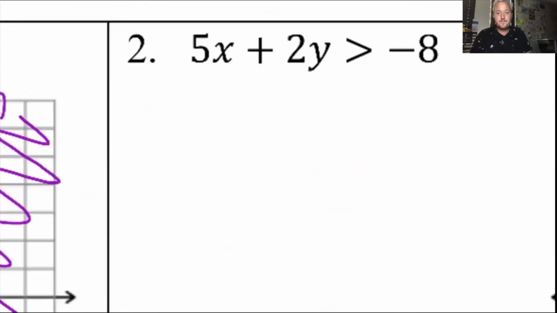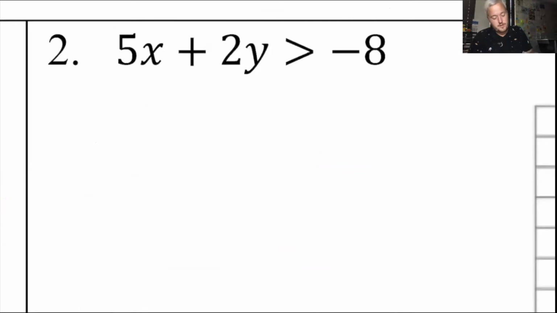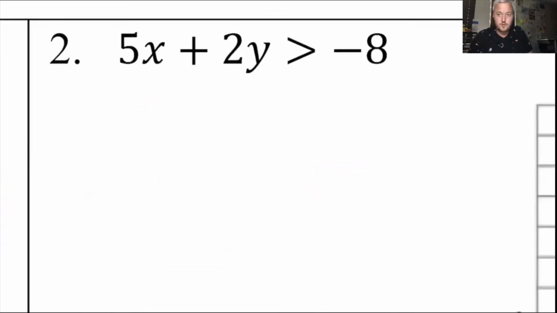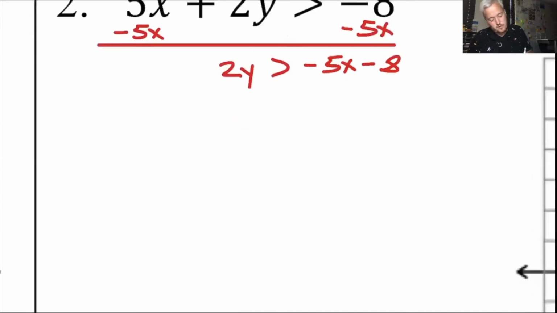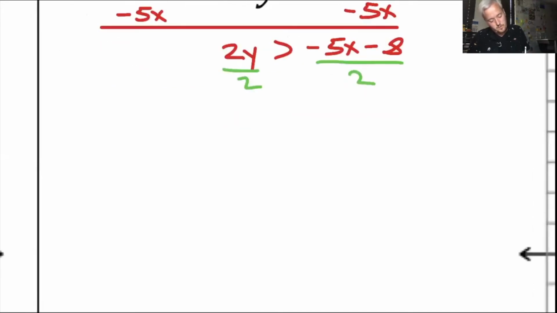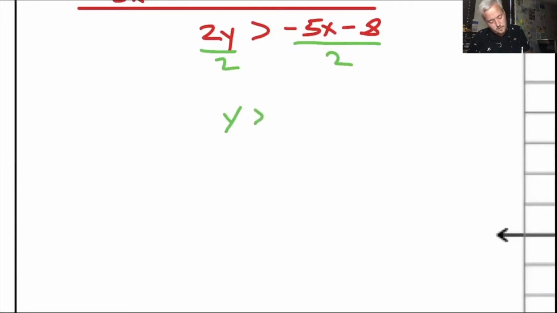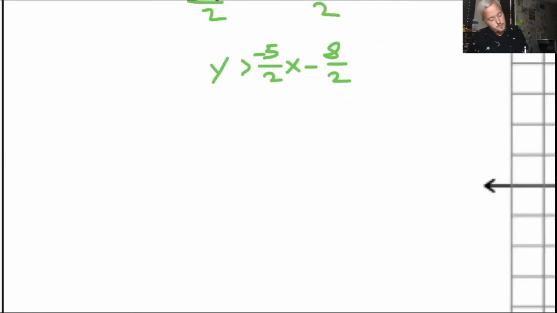All right, number 2. All right, so you have to convert. Unfortunately, no way around it. So subtract 5x, subtract 5x. So 2y greater than negative 5x minus 8. So now I'm going to divide by 2. So y greater than, so I have negative 5 over 2x minus 8 over 2. So now I'm going to do any simplifying. So 5 over 2 cannot simplify, so I just leave it as negative 5 over 2, then minus 4.